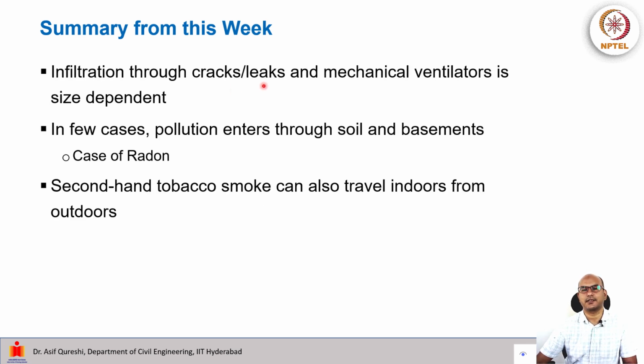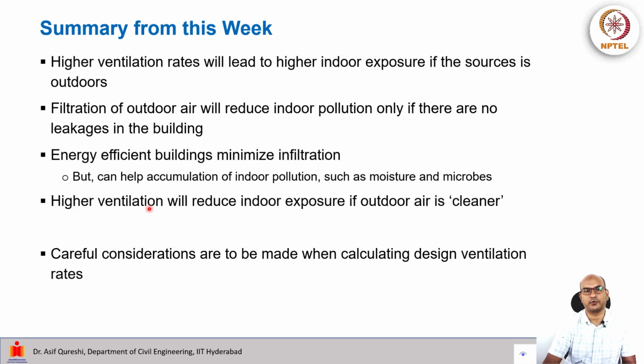Infiltration through cracks and leaks and mechanical ventilation is generally size dependent. In a few cases, the pollution can also enter through soils and basements, especially in the case of radon. Second-hand tobacco smoke can also travel indoors from outdoors, as we have seen, for example, in a building scenario, in an apartment complex, or a workplace. There are a lot of situations in which second-hand smoke can actually come from outdoors to indoors. Higher ventilation rates will lead to higher indoor exposure if the source is outdoors, because then we are bringing pollution inside.